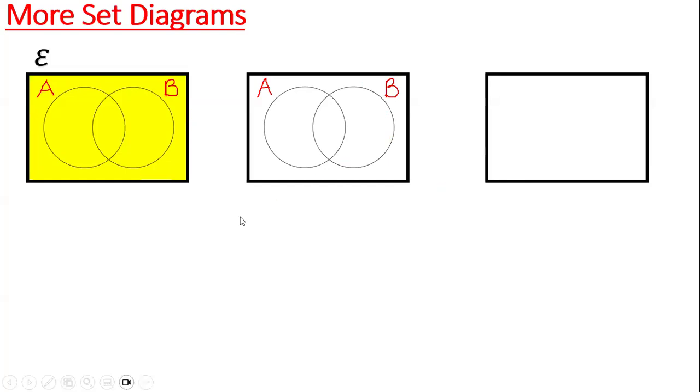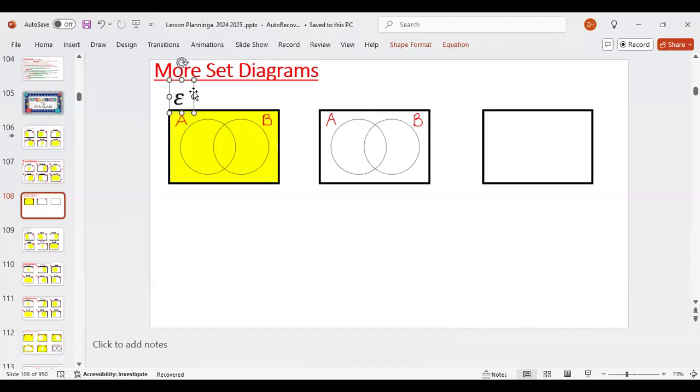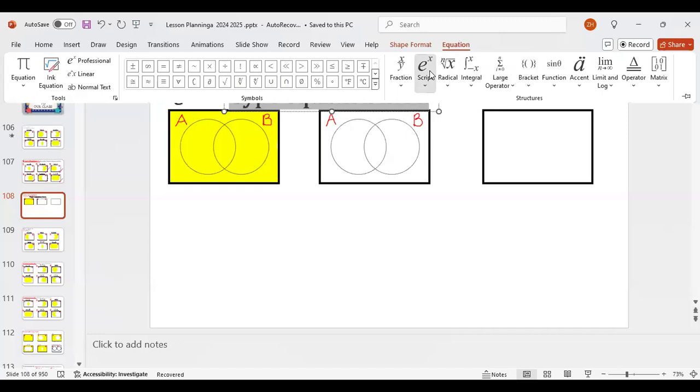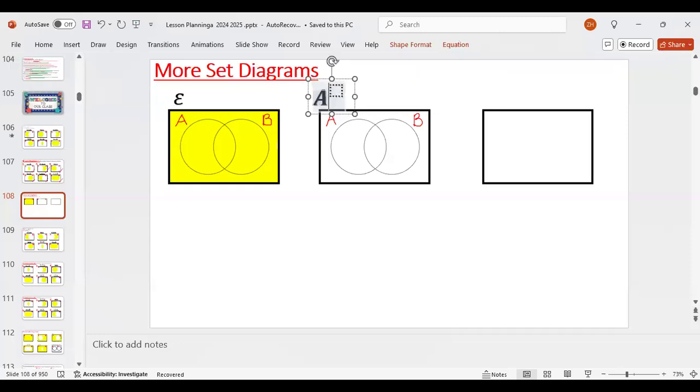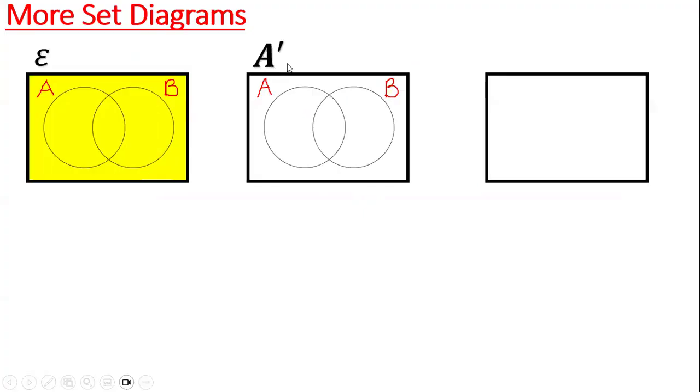All right, so I have A and B, and then let's say for this one, I want to do A, complement. Okay, so what does this mean? The complement of A, or A complement. A complement or the complement of A, the same thing. What does A complement mean?